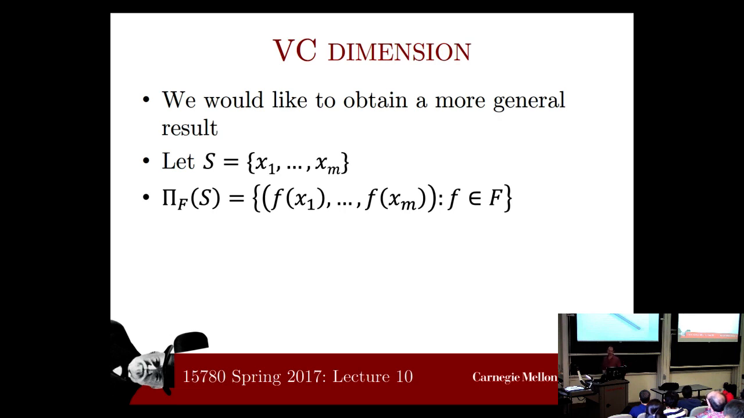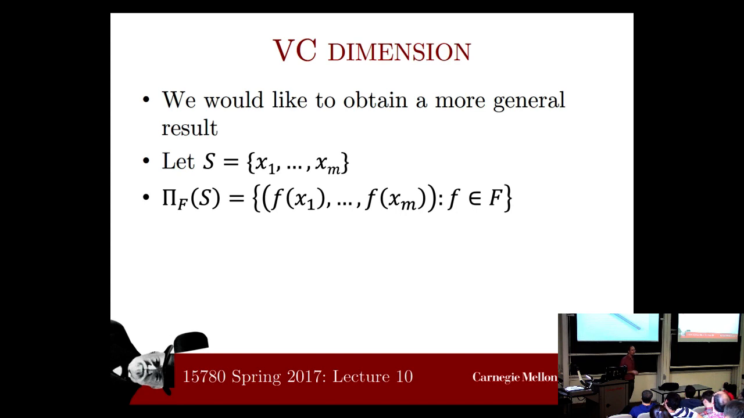This is the set of vectors where you take some function in F and apply it to every point in the set S. On every point, the function gives plus or minus, some label. And then what we're doing is looking at the set of all of the vectors that are achieved in this way.